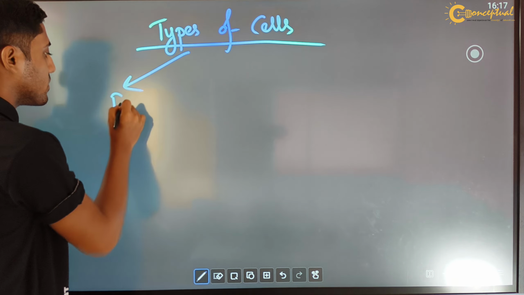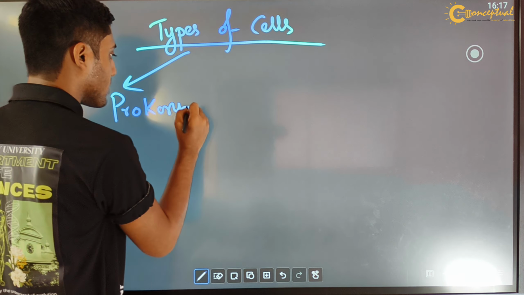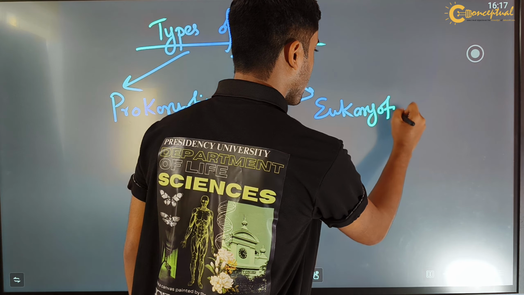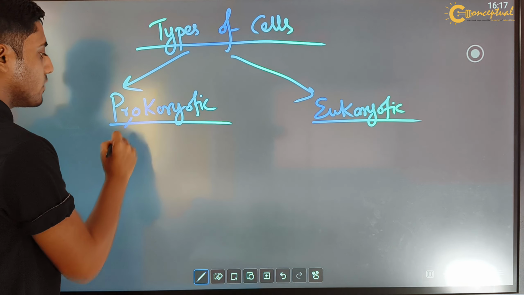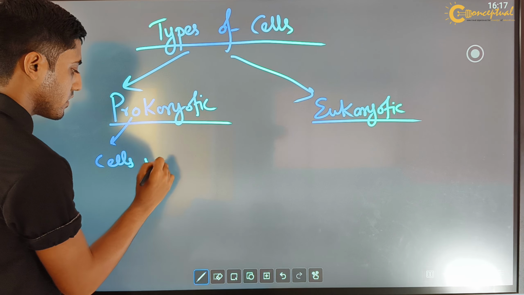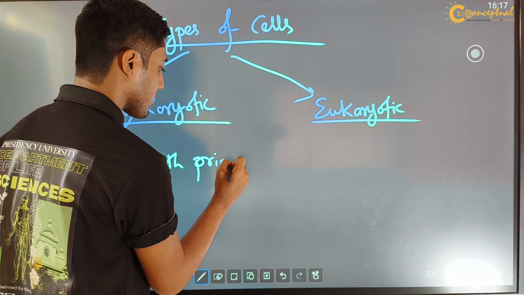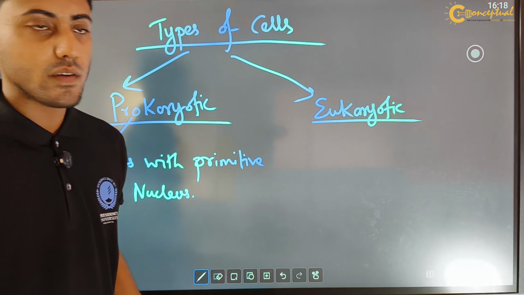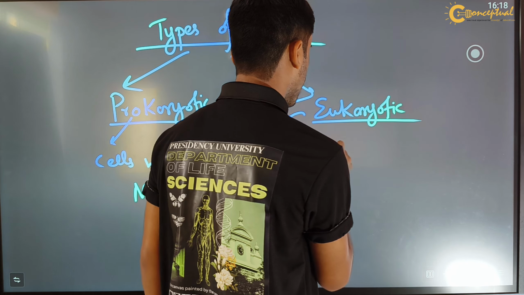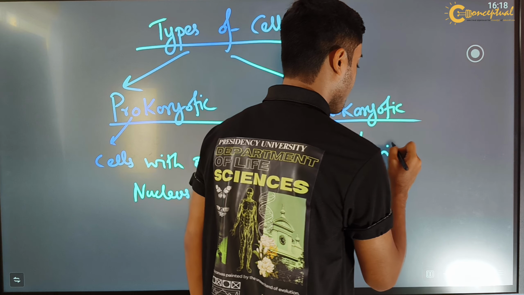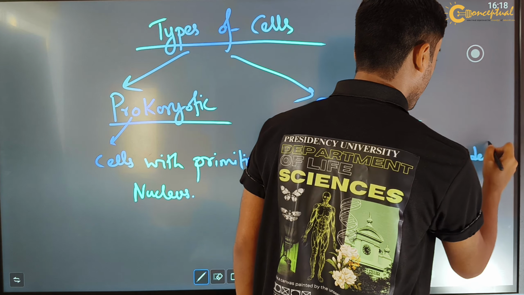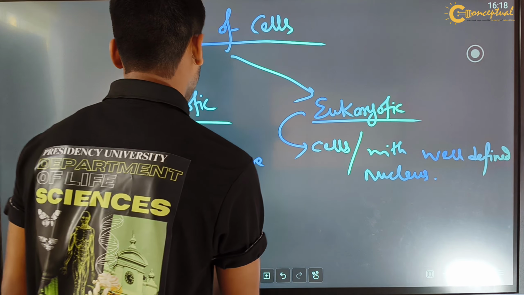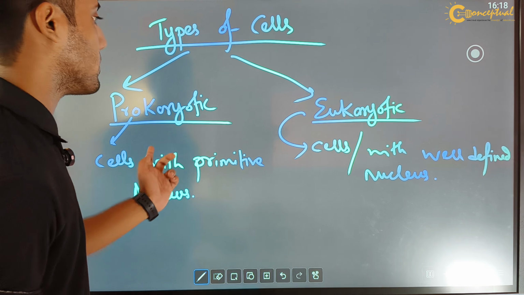Cells can either be prokaryotic or eukaryotic. Prokaryotic cell refers to cells with primitive nucleus, where the nucleus is not very well defined, and eukaryotic organisms refer to cells or organisms with well defined nucleus. All right. So there will be certain differences of ribosomes as well, which will be found in prokaryotic and eukaryotic systems.